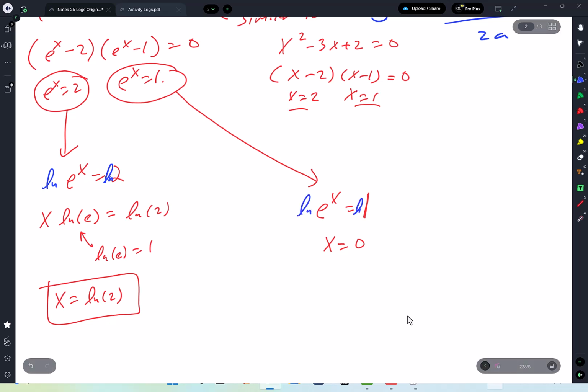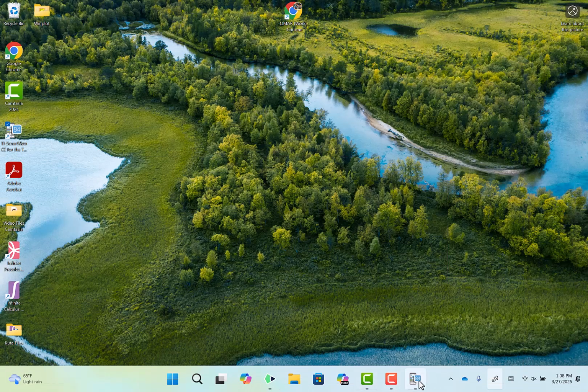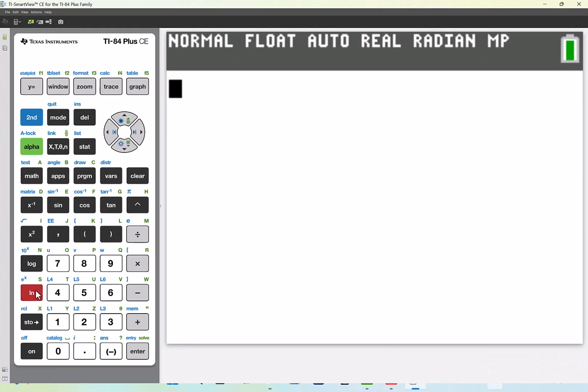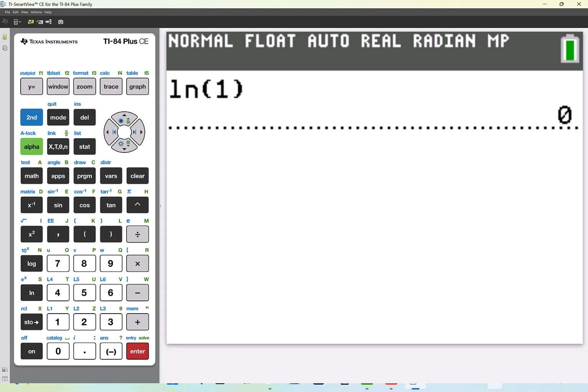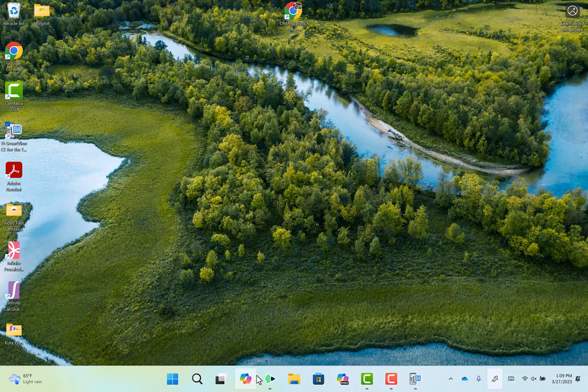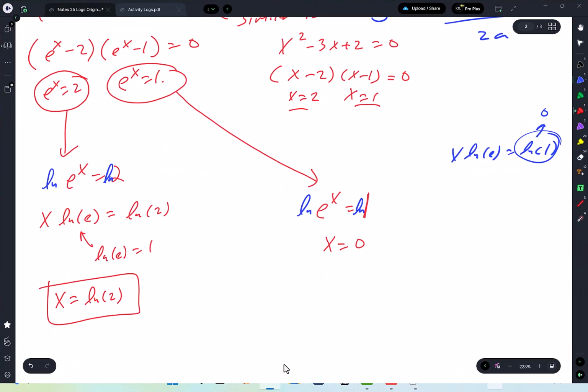Look, ln, and then you would have gotten x ln of e equals ln of 1. Guys, ln of 1 is 0. If you take your calculator and you go ln of 1, ln of 1 is 0. See? Cool, right? Are you not entertained? Okay, I'll stop. There's my 2 answers.